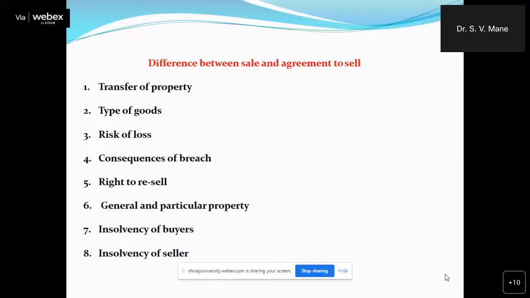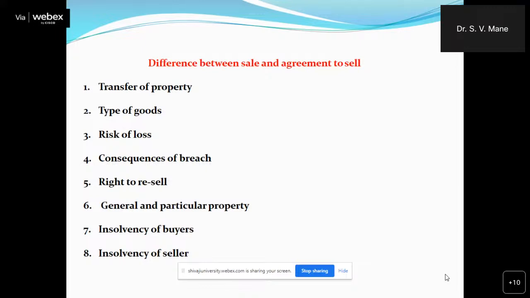So the seventh one is insolvency of buyers. In case of sale, if the buyer becomes insolvent before he pays for the goods to the seller, in the absence of a lien, the goods must be returned to the official receiver or assignee. Then in case of agreement to sale, if the buyer becomes insolvent and hasn't yet paid the price, the seller is not bound to transfer the goods until he is paid.